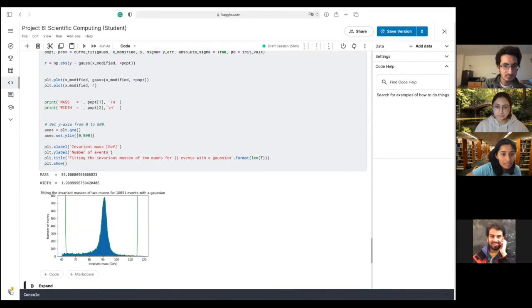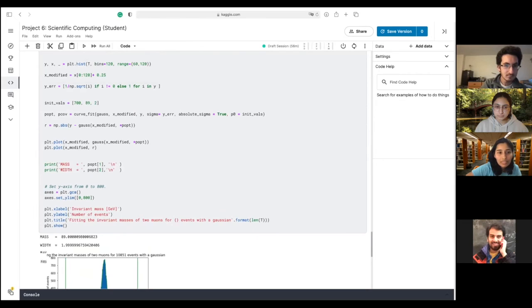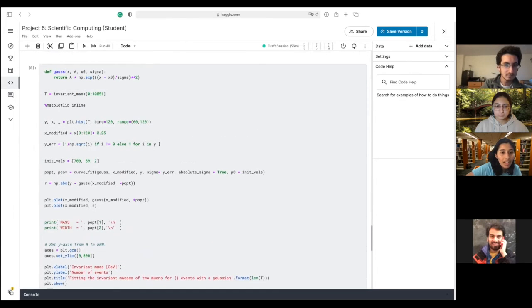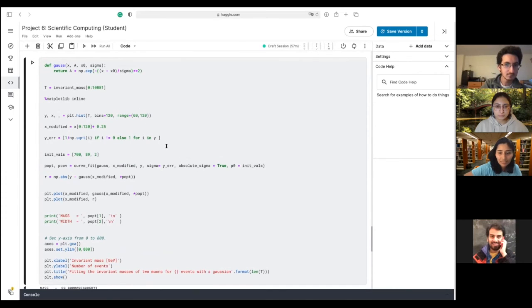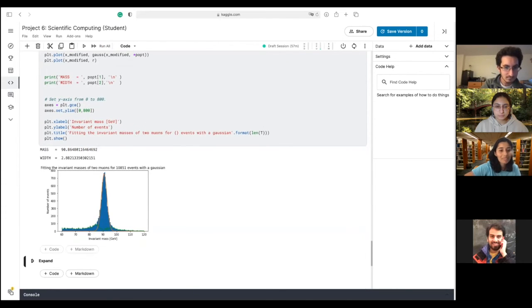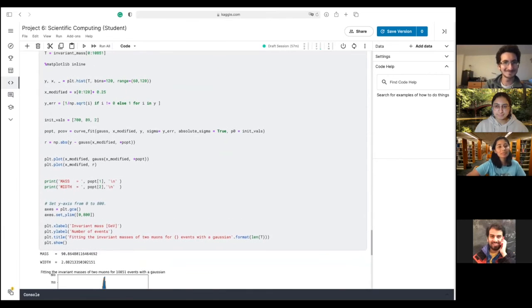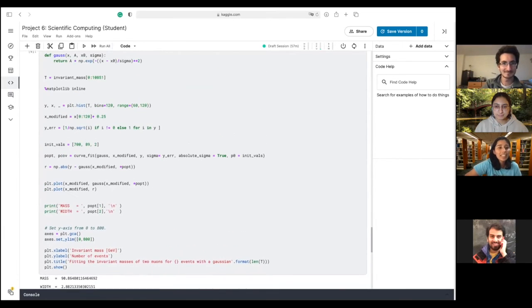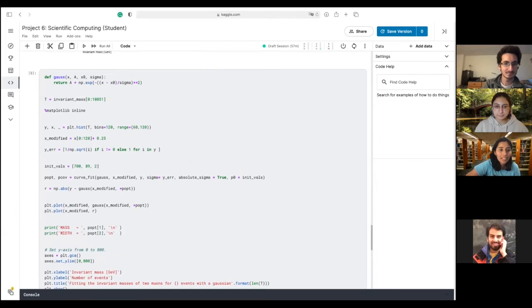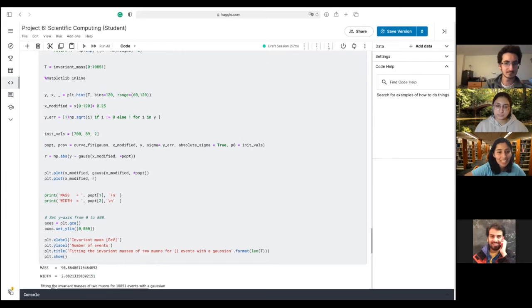I think maybe the Gaussian had the wrong sign in the argument. Yeah, thanks. So here, sorry about that. So basically, the Gaussian is minus the value.